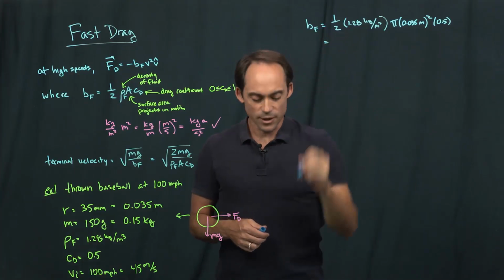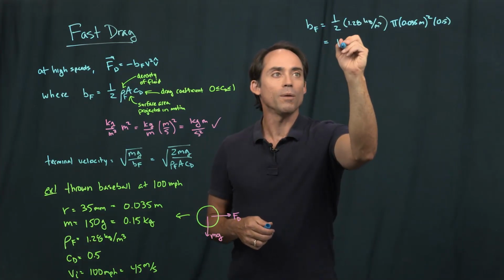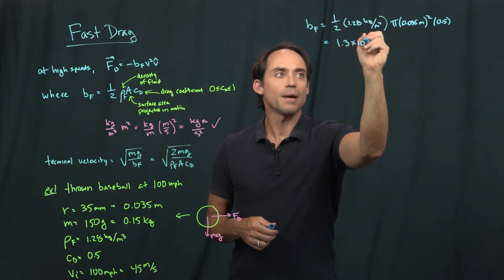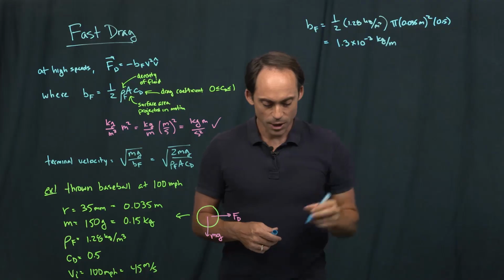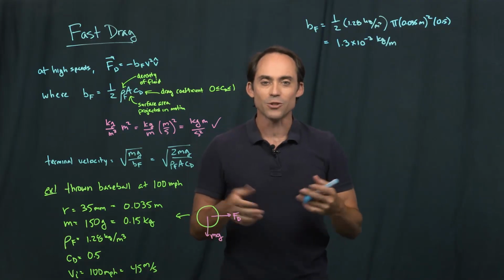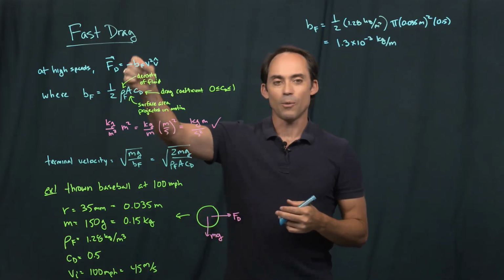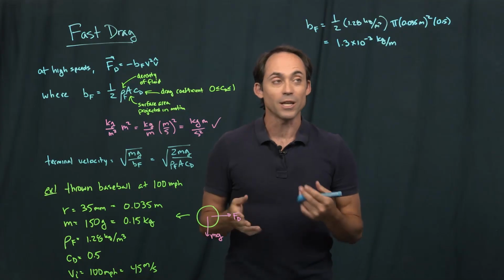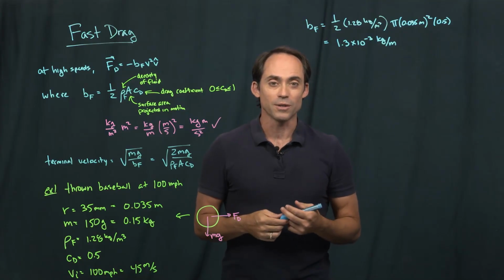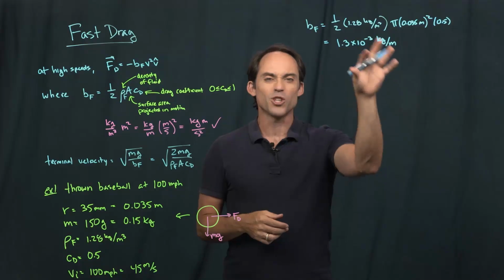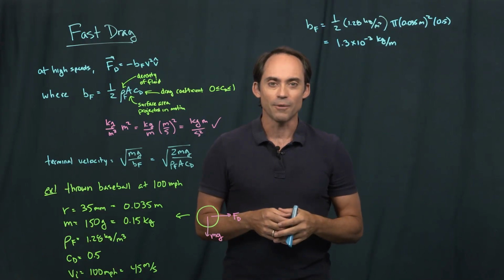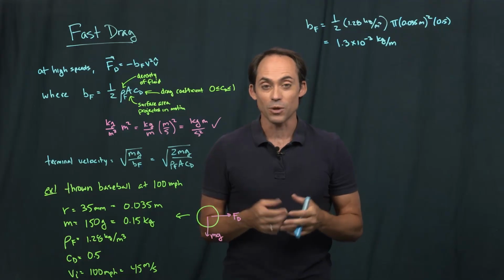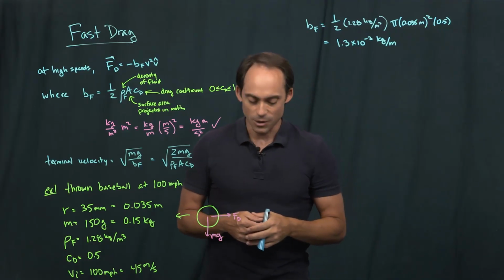So if we write all these numbers out, we'll get a number of 1.3 times 10 to the minus 3 kilograms per meter. Now that's an unusual unit, but that's just the units it has to have once you multiply by meter squared per second squared to give a unit of force. All right, so that gives a kind of general idea of the size of this BF term when you're looking at objects that are moving through the air. And it's relatively small when you think about it.